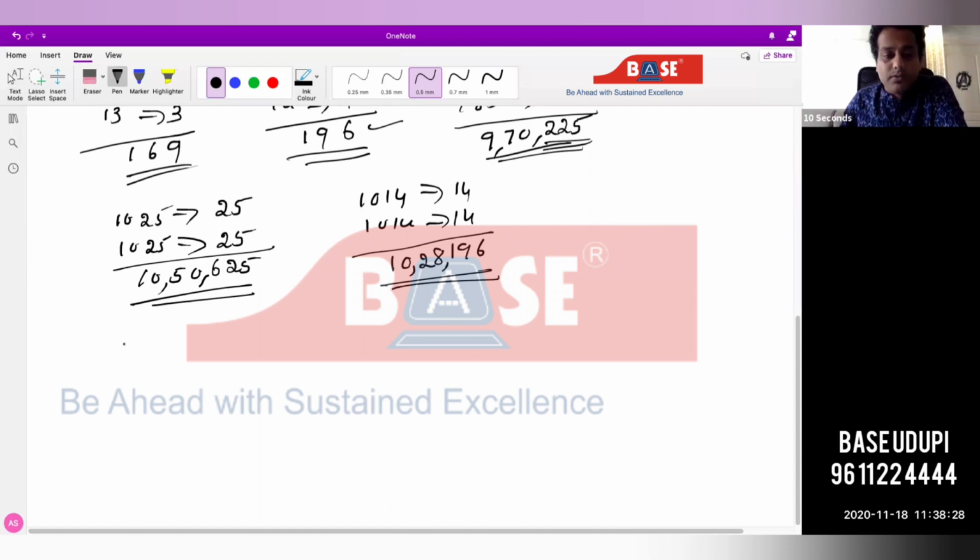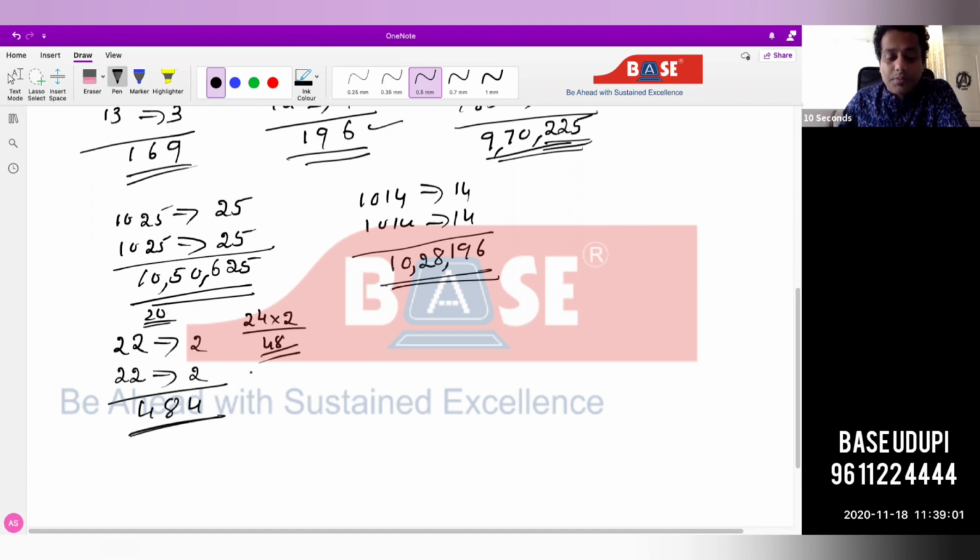Let me start with 20. 22 into 22. Can I take 20 as the place value? You can take 20 as the base, but 20 is not a place value. Place values are 1, 10, 100, 1000. You can take 20 as the base. 2 more than 20. 2 into 2 is 4. 22 plus 2 is 24. So the answer is 24 into 2, 48 is the number. So it is 484.